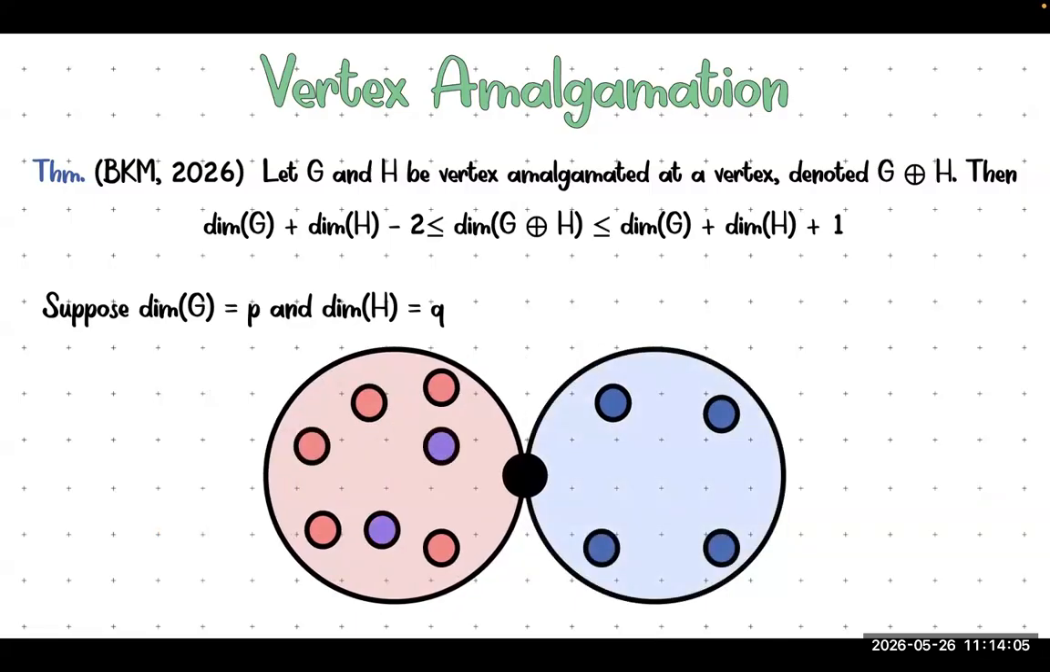Okay, now what about the upper bound? Well, we're going to call these problem vertices, which is two vertices that have the same distance vector.